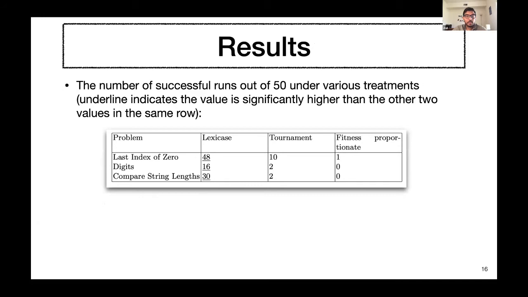So here's one set of results. This table shows the number of successful runs out of 50 for various problems under different conditions. Lexical Selection performs significantly better than other selection algorithms, which is well supported by previous work on Lexical Selection.